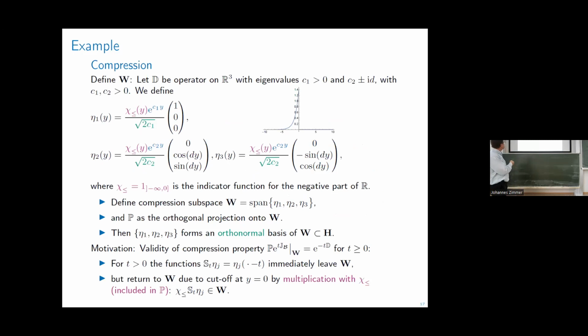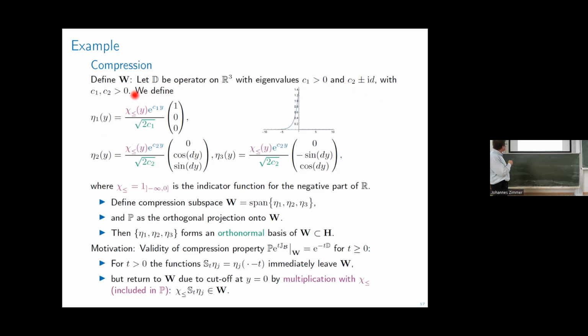This looks horrible, but I'll try to walk you through and convince you that it is in fact essentially what you've seen before. I choose 3 functions. I want to project this infinite dimensional system on a 3-dimensional space. So I want to have a dissipative operator D on R3 with one real eigenvalue, positive, and two complex conjugate eigenvalues, where I also see 2 is positive.